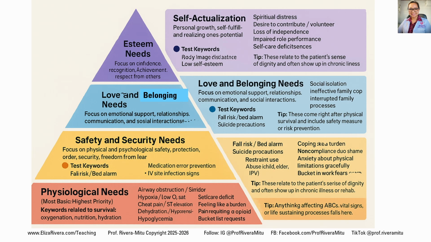And finally, I know the pyramid doesn't show this, but at the very top is self-actualization. Here we're looking at personal growth, self-fulfillment, and realizing one's potential. Some test keywords to look out for are spiritual distress, desire to contribute or volunteer, creative expression, such as in art or music therapy, career goal discussions, life purpose or legacy concerns, coping with terminal illness gracefully, reflecting on life accomplishments, advance directive planning, and end of life fulfillment or bucket list requests.